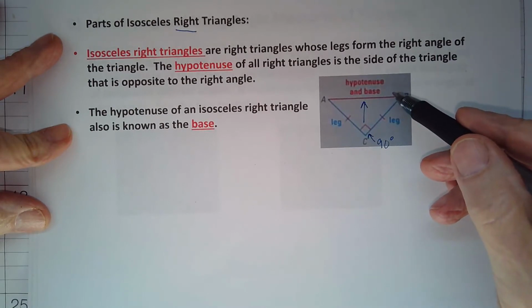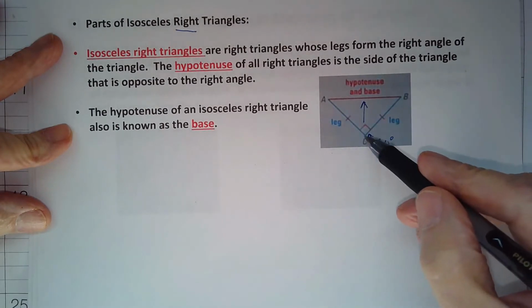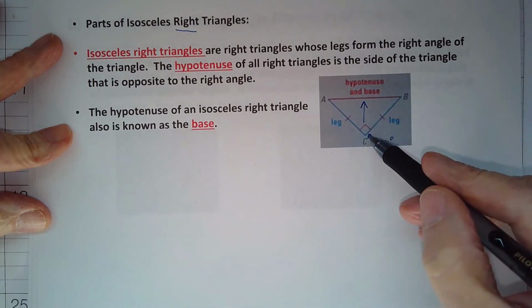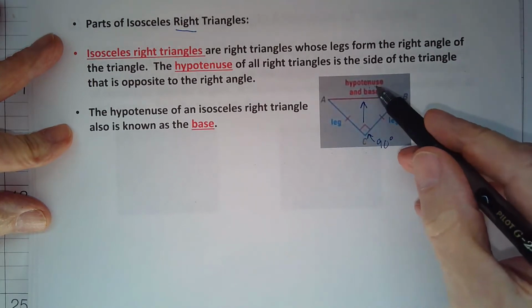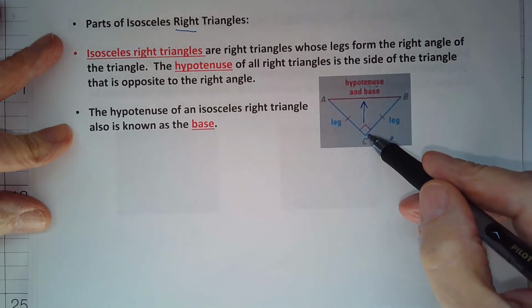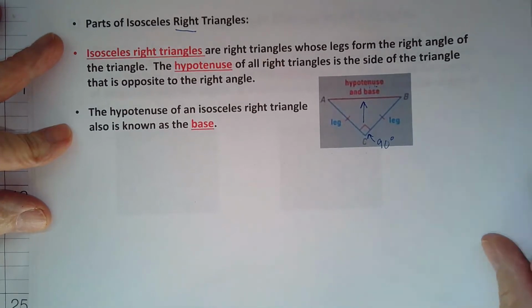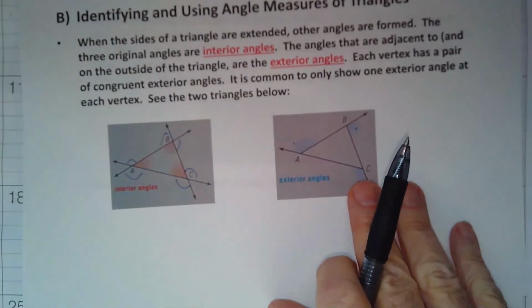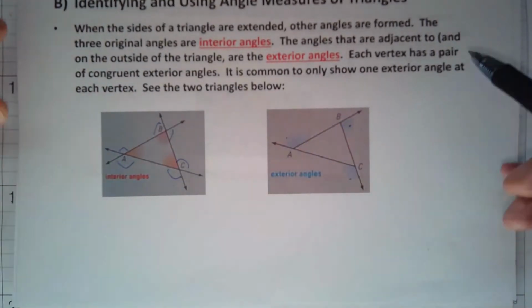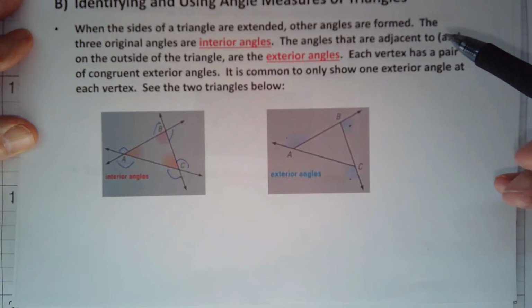is also the base, because with isosceles triangles, we call that side opposite the angle that is formed when the two legs are joined to get the vertex here, in this case C. That angle is opposite the base. Or if it's a right triangle, it's opposite the hypotenuse. And if it's an isosceles right triangle, you can use both names. Either or both. Okay.